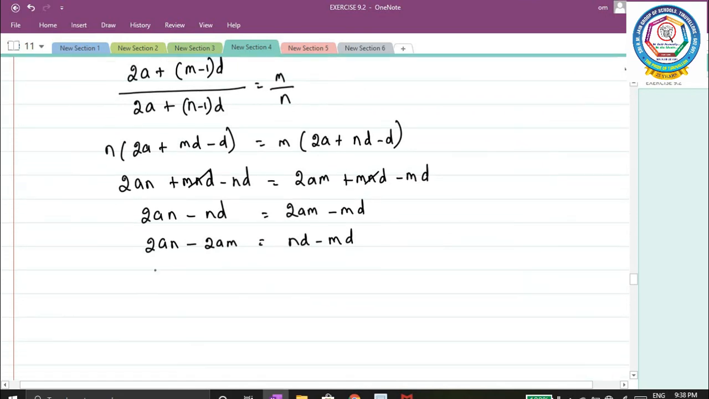In this term 2a is common. If I take 2a outside, remaining n minus m. Here d is common. If I take d outside, n minus m. Here n minus m, n minus m cancel. So d is equal to 2a. Now I got the common difference.